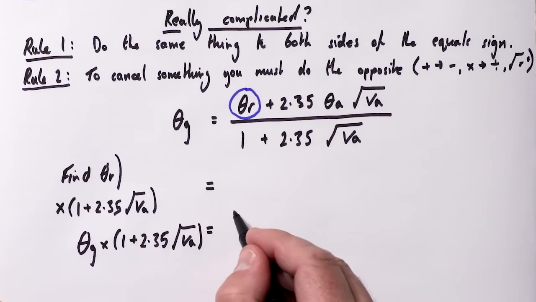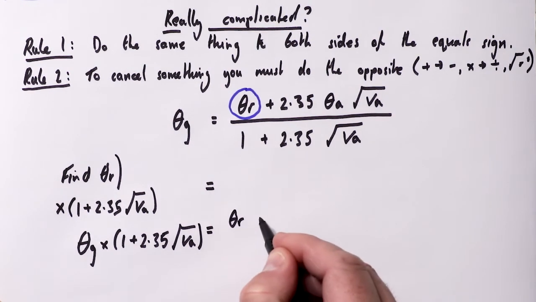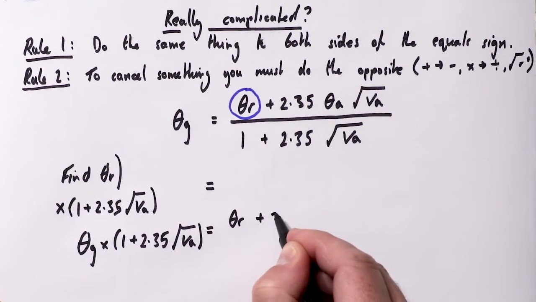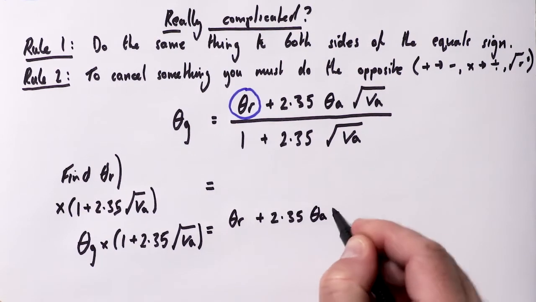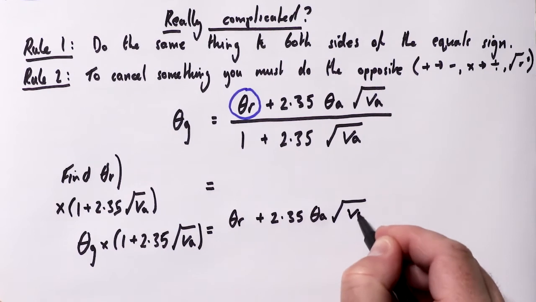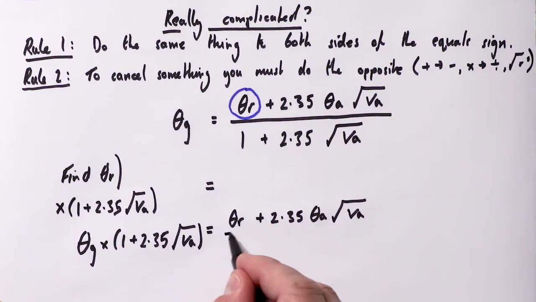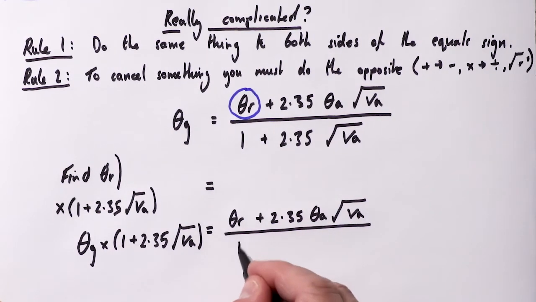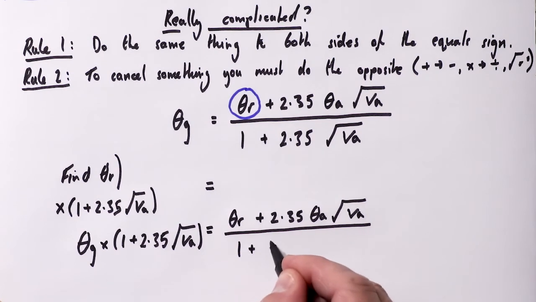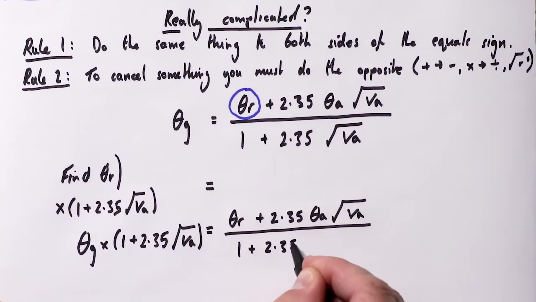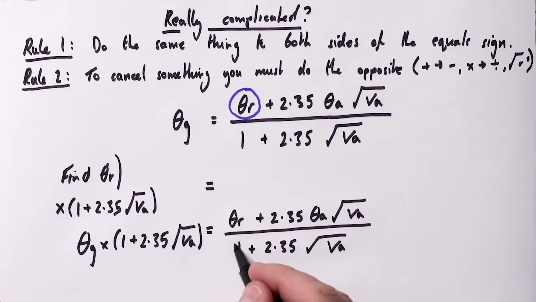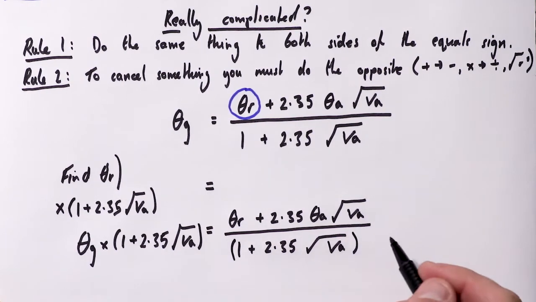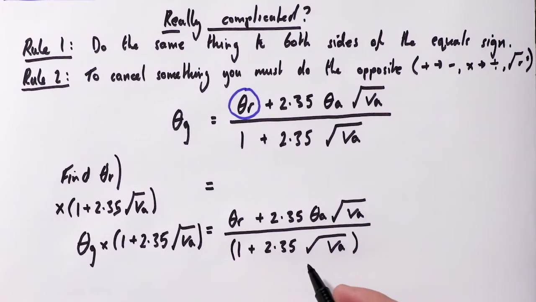So I'm still going to have thingy r, which is what we're looking for, plus 2.35 thingy a VA. And that's being divided by 1 plus 2.35 square root of VA, exactly as we've done over here. If you'd like, you can put a bracket around it. If you want to match those two, it doesn't really matter.